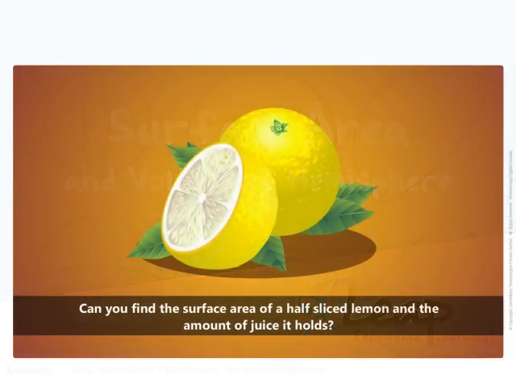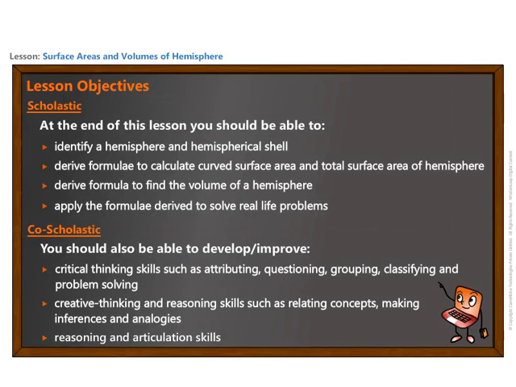A glass of lime juice is refreshing. Can you find the surface area of a half-sliced lemon and the amount of juice it holds? At the end of this lesson, you should be able to identify a hemisphere and hemispherical shell, derive formulae to calculate curved surface area and total surface area of hemisphere, derive formulae to find the volume of a hemisphere, apply the formulae derived to solve real-life problems.